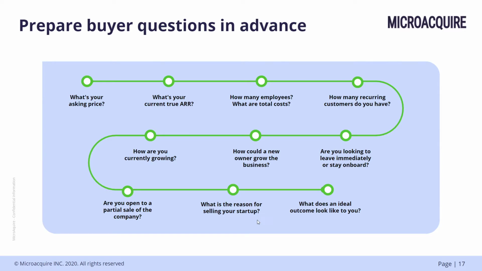What is the reason for selling your startup? What is an ideal outcome for you? Think through all of these questions because they're very important. And if you can even just write them out for a buyer or just think of them in advance, the more prepared you're going to be when you speak with buyers and you're not caught flat-footed, like, I don't know why I want to sell my startup. I'm not really sure what an ideal outcome looks like for me. I'd like you to present that for me.